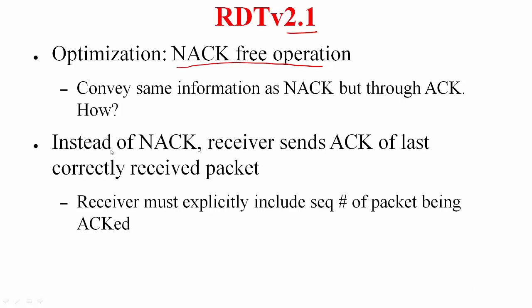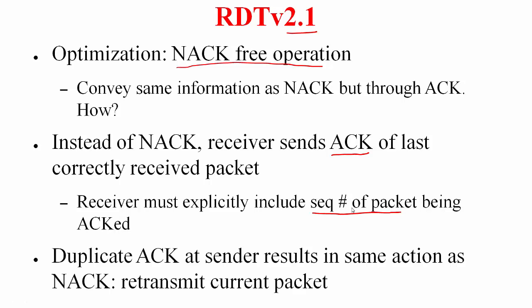So here is the answer. Instead of sending a NAK, what the receiver can do is it can send an ACK of the last correctly received packet. In this case, because it is ACKing some last correctly received packet, it needs to include the sequence number of the packet being ACKed. Until now, the ACKs we have seen in other versions until 2 did not carry any sequence number, but from here on they need to carry the sequence number of packets being ACKed. Now what does the sender do? Now if the sender sees a duplicate ACK, it can interpret it as a NAK and retransmit the current packet.